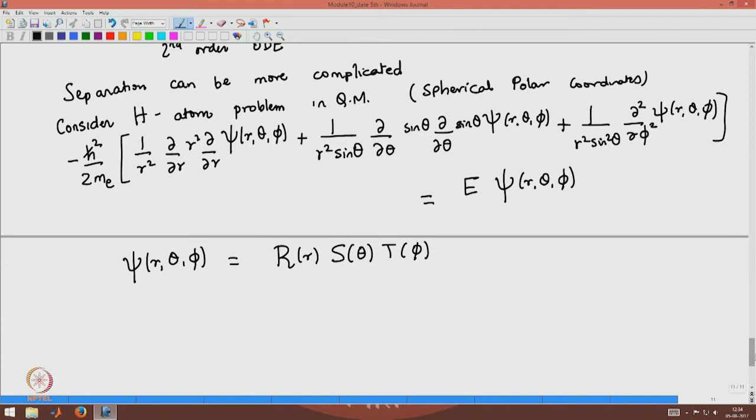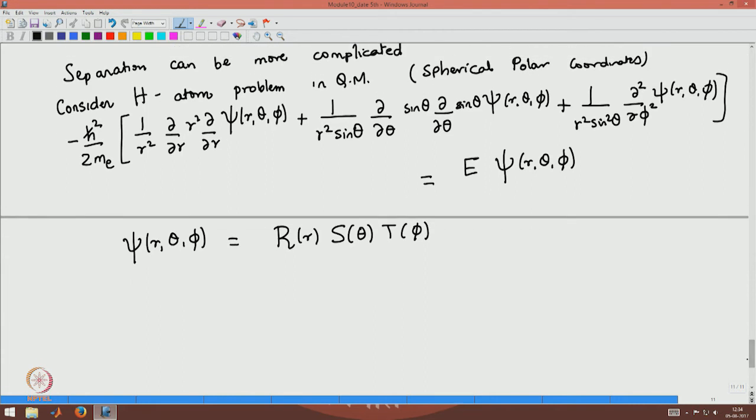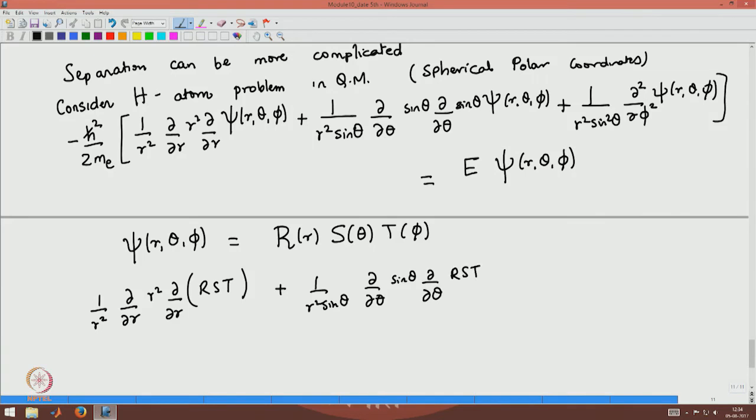Okay. And separation of variables in this case is slightly more tricky. So when you go ahead and substitute, what you will get is, again, I will take the h cross square over 2m and E on the right hand side. So what I will write is 1 over r square dou by dou r of r square dou by dou r of r s t, plus 1 over r square sin theta dou by dou theta sin theta dou by dou theta of r s t.